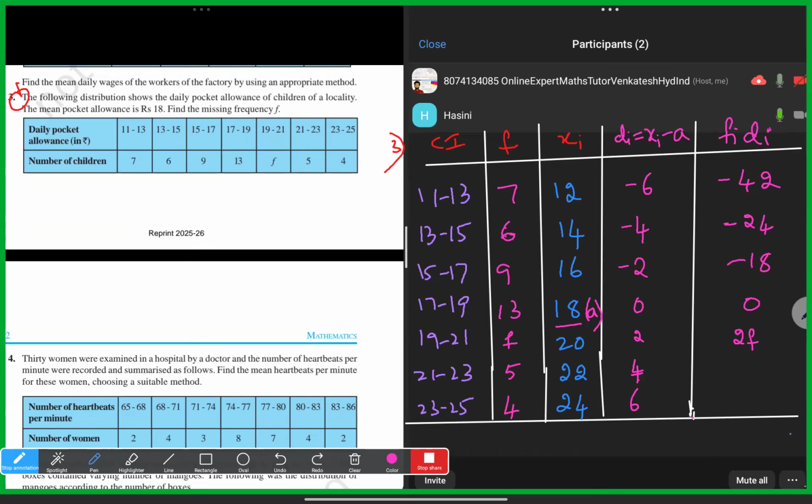Or 20. Yes, Hasni. 24. Yes, Hasni. That is that.